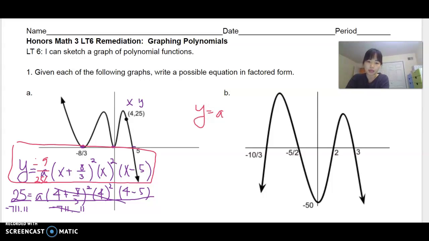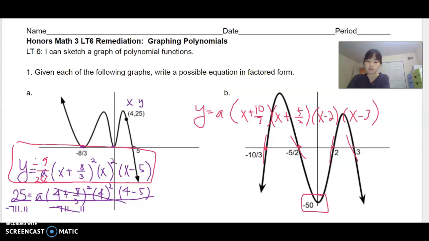Y equals a, 1, 2, 3, 4. All opposite signs. 10 over 3, 5 over 2, positive 2, and positive 3. And look, pass, pass, pass, pass. These are all passing, so I don't have to put anything. Now the point they gave us is 0, negative 50. So x, y. So we put negative 50 for y. I don't know what a is. And plug in 0 for all these x's.